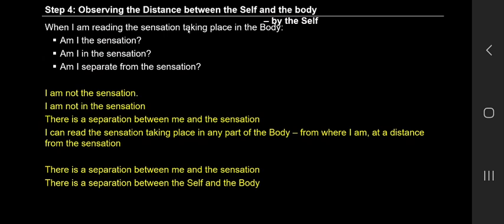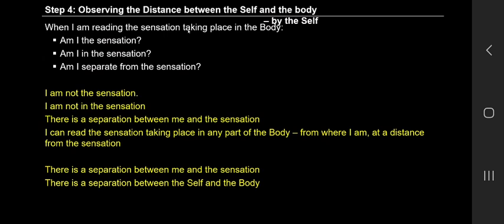So I can read the sensation taking place in any part of the body. So I am not hard bounded with the body. That's why I have choice to interact with the body as and when I require, as and when I think it is important to interact with the body. So this separation I am trying to see in step 4.